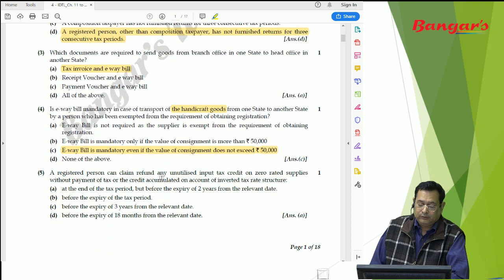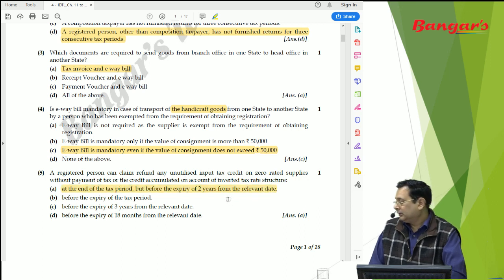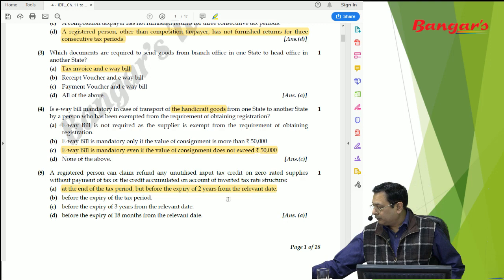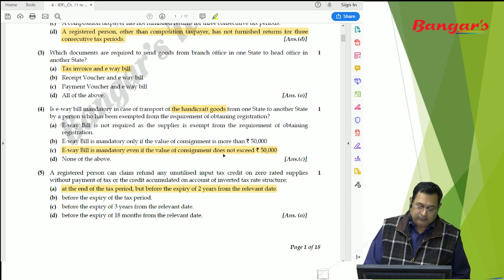A registered person can claim refund of any unutilized input tax credit on zero rated supplies without payment of tax or credit accumulated on account of inverted duty structure. And basically the time limit will be before the expiry of 2 years from the relevant date at the end of the tax period, but before expiry of say 2 years from the relevant date.